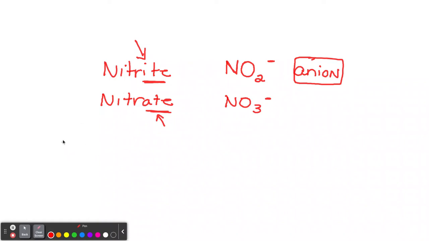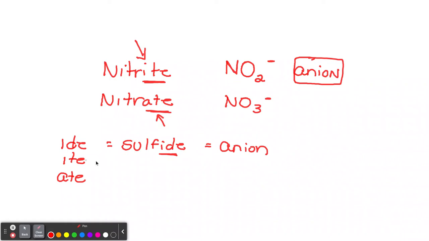So just to review again, we had ide, then we had ite, and we had ate. So if we had sulfide, that is an anion. But ite means we have oxygen, and ate we have oxygen present. Oxygen is part of it. And ate means we have a high oxygen concentration, where ite we have a low oxygen concentration.